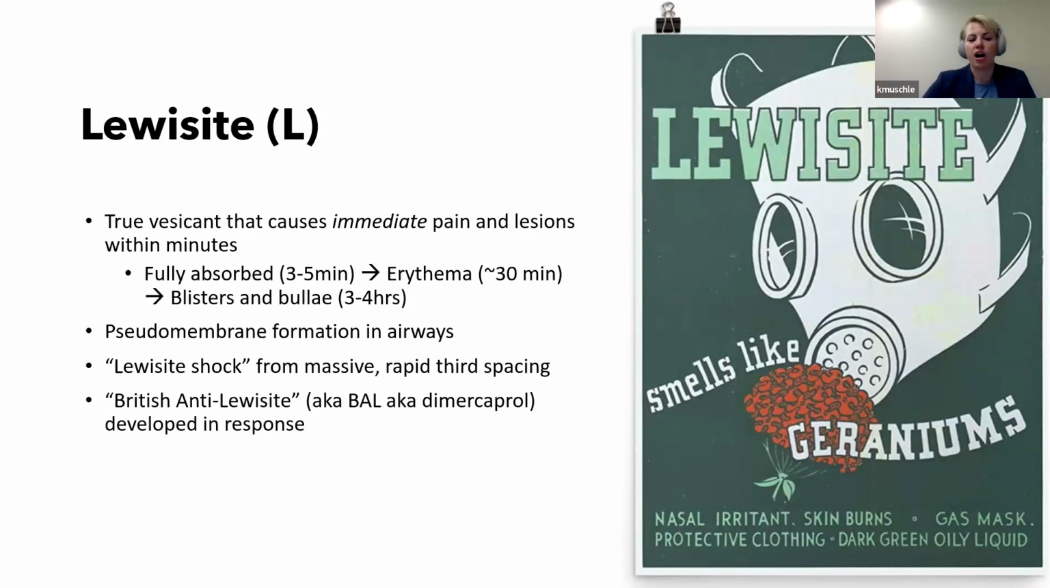Similar to phosgene oxime, you're going to get pseudomembrane formation in the airways. And again, that's all going to be the conductive part of the airway: upper airway, trachea, major bronchial tree. It's going to be an obstructive issue from all of that tissue swelling and death in those areas. Occasionally, something called lewisite shock has been demonstrated in some animal models, from massive and rapid third spacing. But thankfully, again, this chemical has never been used in humans.